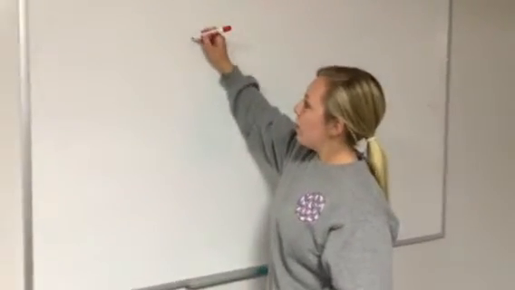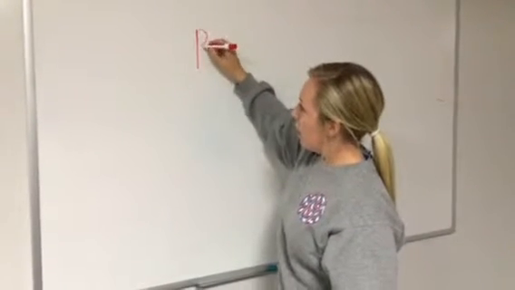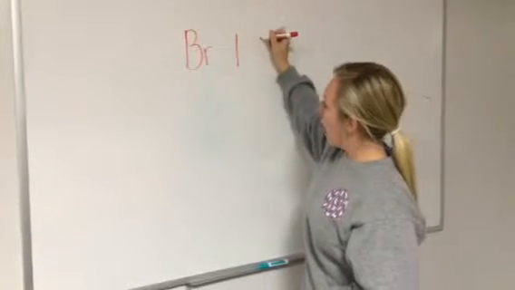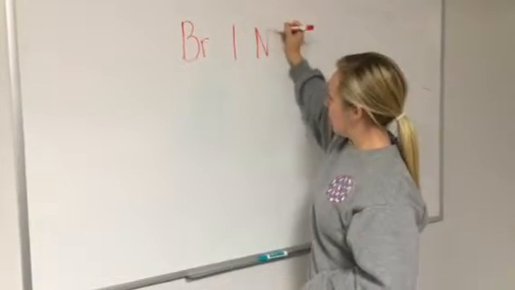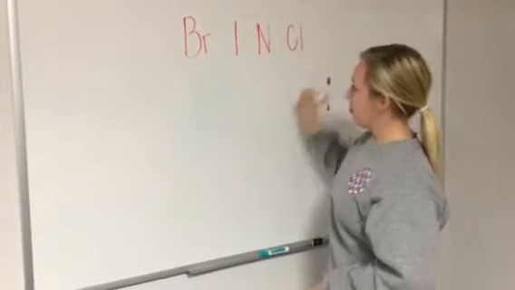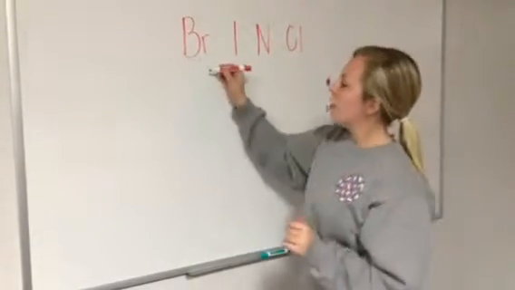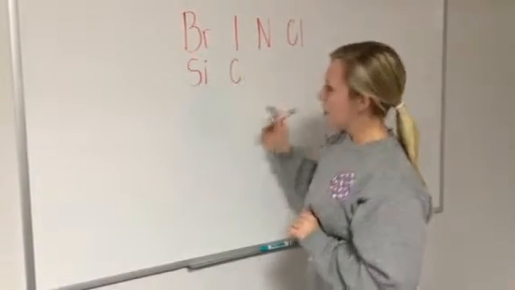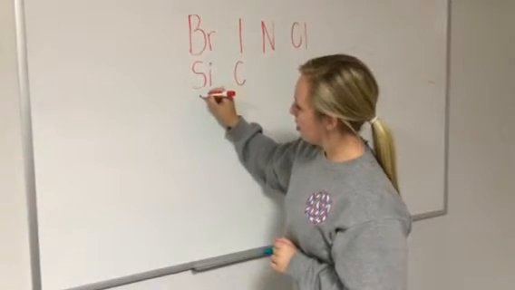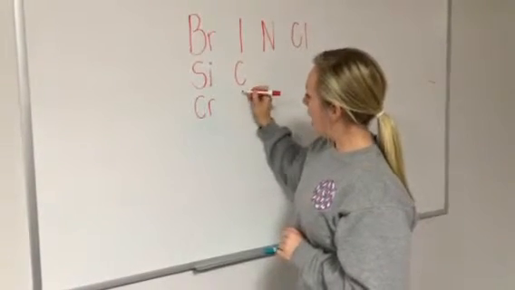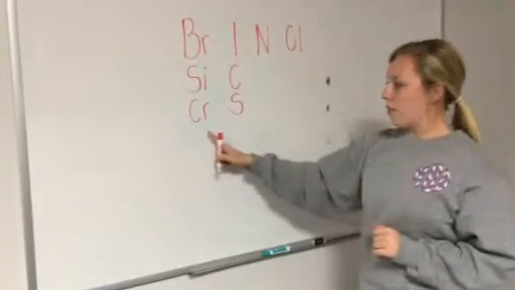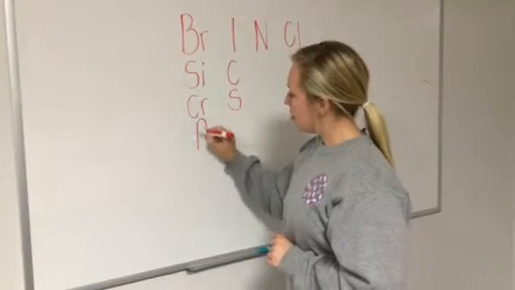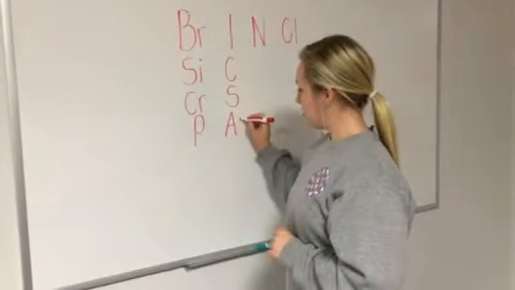You start with the Brinkel in the first line, and the first element in it is bromine, and then you have iodine, nitrogen, and chlorine. Then the next line is the sick. You're going to have silicon and carbon. The next line is the cross. You're going to have chromium and sulfur. And then the fourth and last line, you're going to have pass, and that is phosphorus and arsenic.